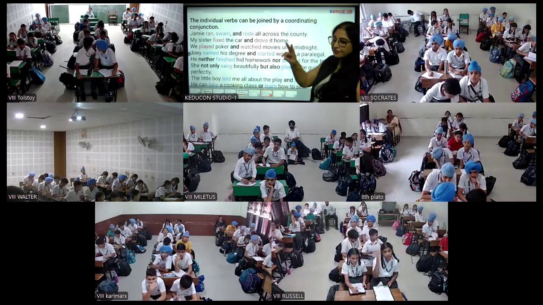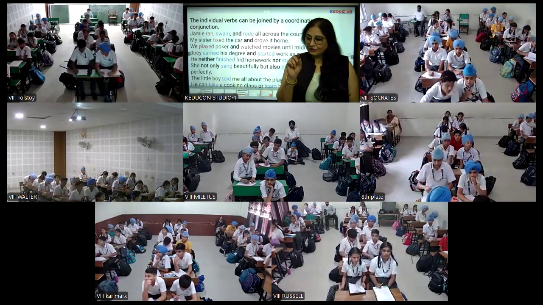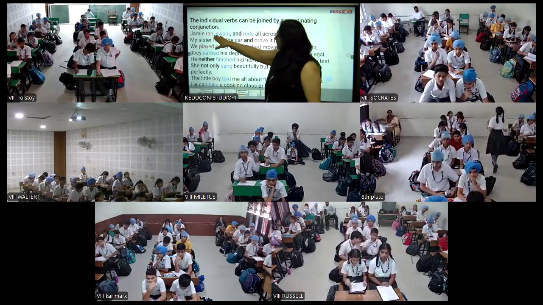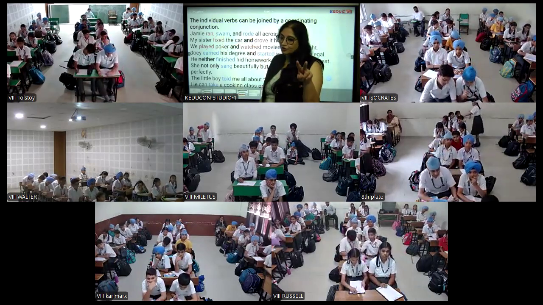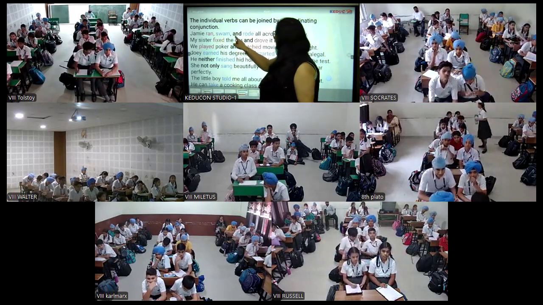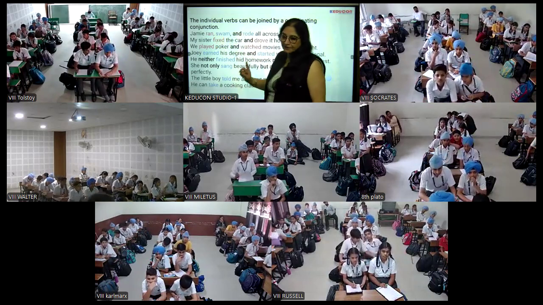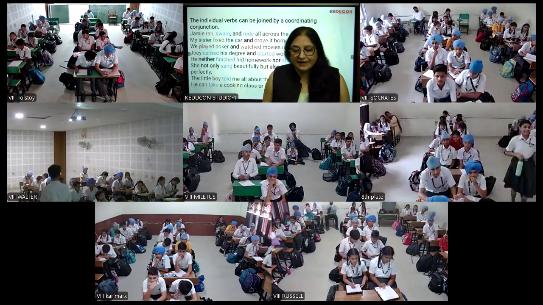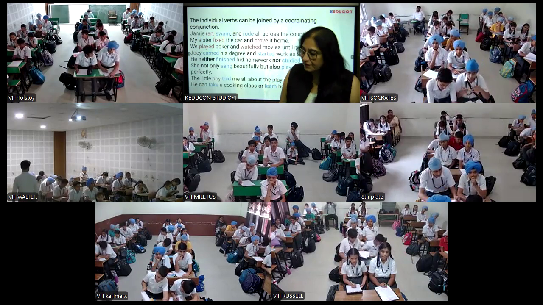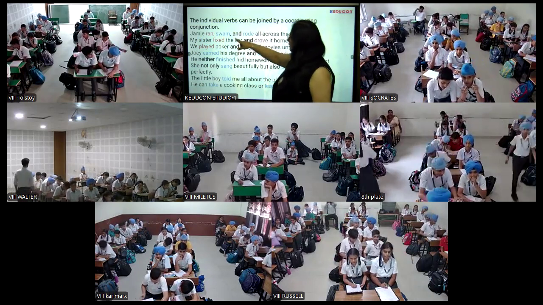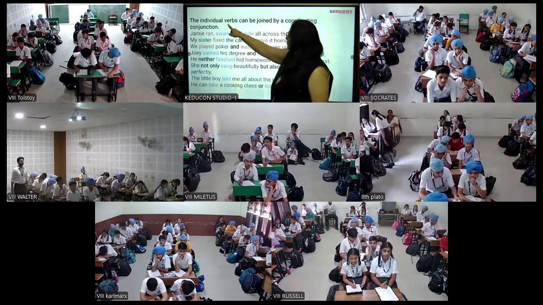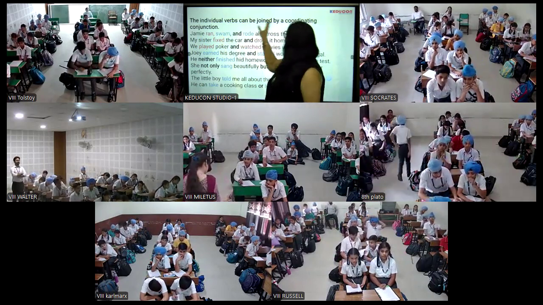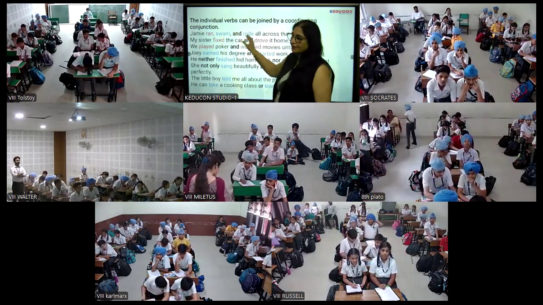See, in a compound predicate, you will see there are multiple verbs, at least two. These are verbs and there is a conjunction joining them. There will mostly be a single subject, but there can be more than one subject also. Clear? So you have to keep this in mind. There will be multiple verbs. Individual verbs can be joined by a coordinating conjunction. Don't worry about the word coordinating, it is something which coordinates them.